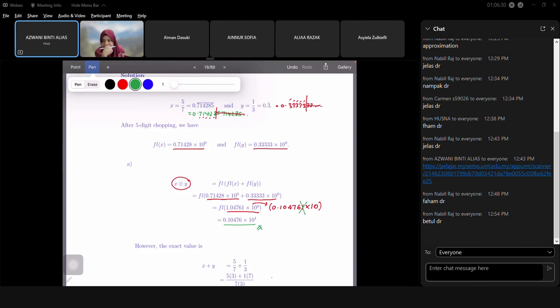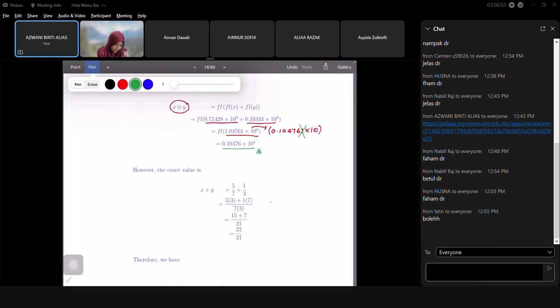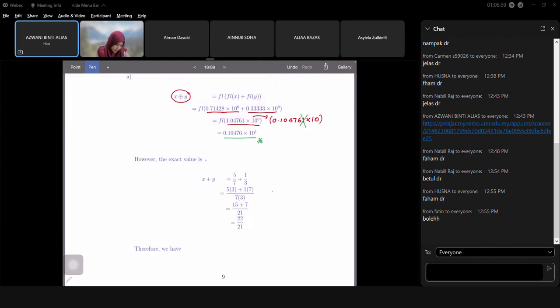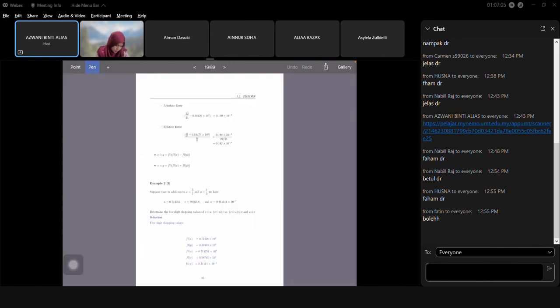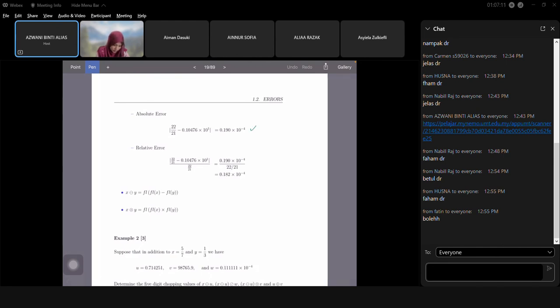Tahu tak? Boleh ke tak setakat ni? Boleh. Okay, so you try tengok dulu contoh. Sebab sekarang dah hampir pukul 1 kan. So, okay, saya proceed sikit lagi. Dia cari the exact value. So, exact value 5/7 tambah 1/3. So, yang dapat 22/21. So, kat sini dia boleh cari absolute error and also the relative error.